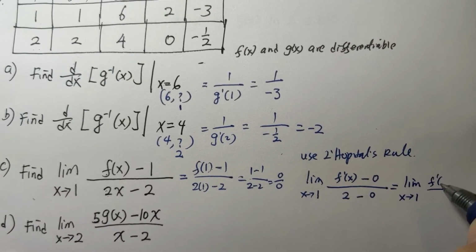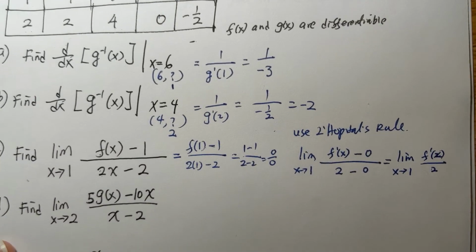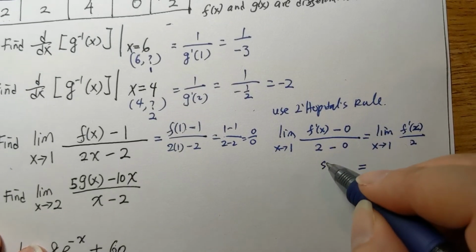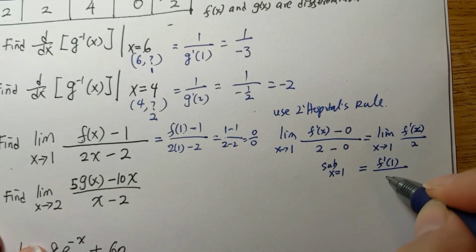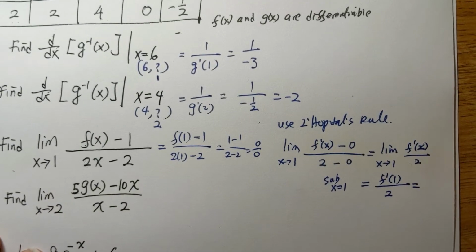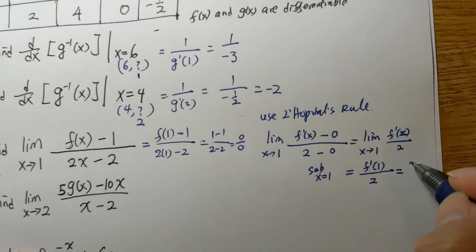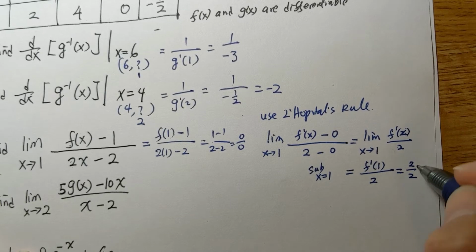So we get f prime of x over 2. And now we're going to do a substitution. So we sub x equal to 1. So you get f prime of 1 over 2. So let's take a look at what f prime of 1 is. f prime of 1 equals 2. So you get 2 over 2, which is 1.